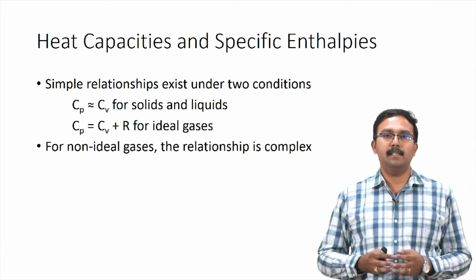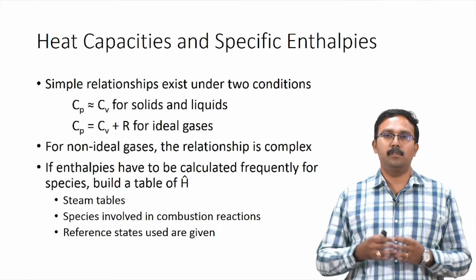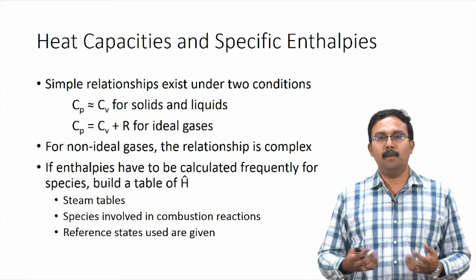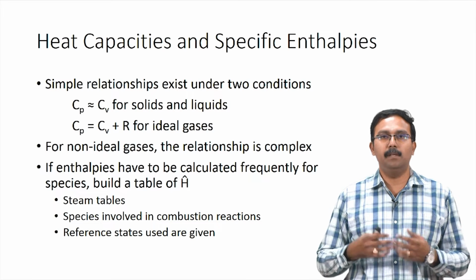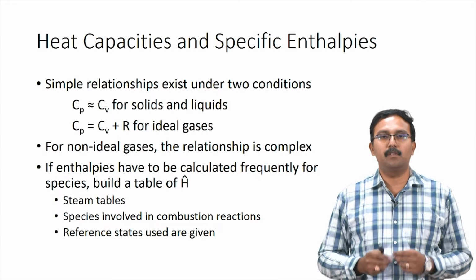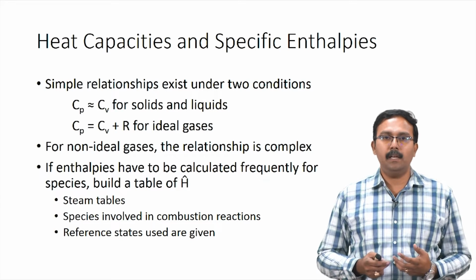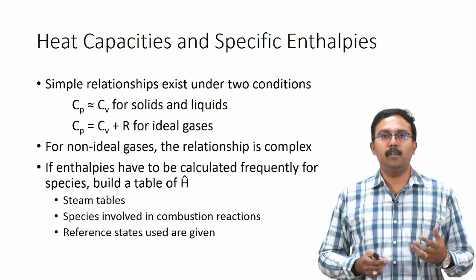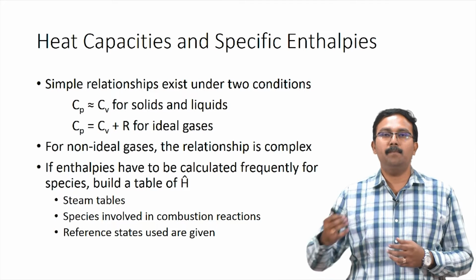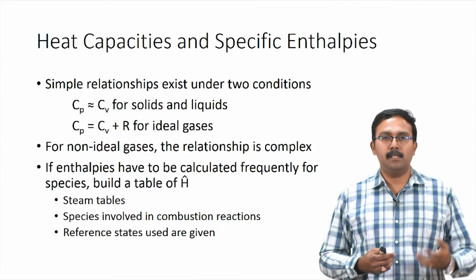For non-ideal gases, the relationships are actually very complex, and you would have to use some kind of an empirical correlation. These you can get from other textbooks which would not be part of this course. If enthalpies have to be calculated very frequently, then it is useful to build a table which can be used and referred to commonly. An example would be steam tables.